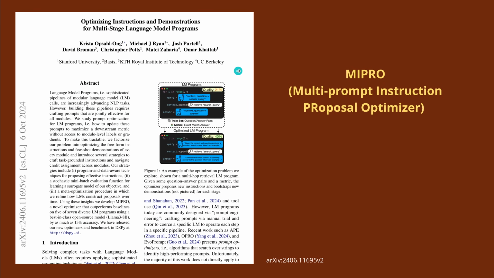Now this optimizer, that's a beautiful paper if you want to continue. This is here also by Stanford University and a partner UC Berkeley, MIPRO. What is it? Multi-prompt instruction. And you say, oh, great. So we move here from prompt optimization to context engineering, the instruction for a proposal optimizer. So you see, it's just optimizer here, different instructions that are related to a prompt.